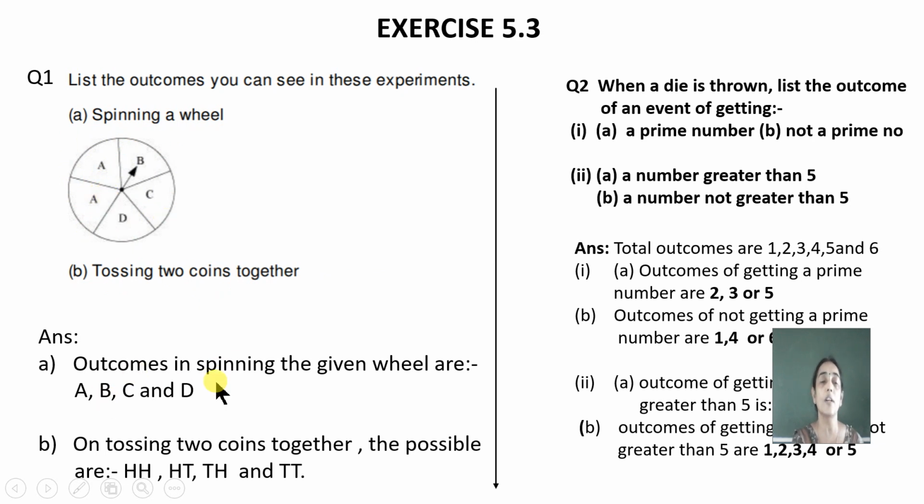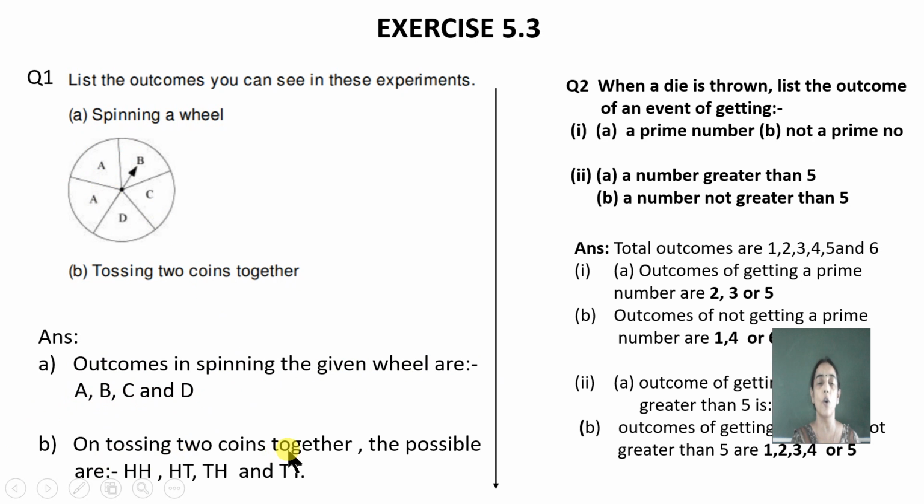So outcomes in the spinning of the given wheel are A, B, C and D. I will not write A again because it is an outcome A. So we will not write the ones which are repeated, only the possible outcomes, not the total number of outcomes. So A, B, C and D.